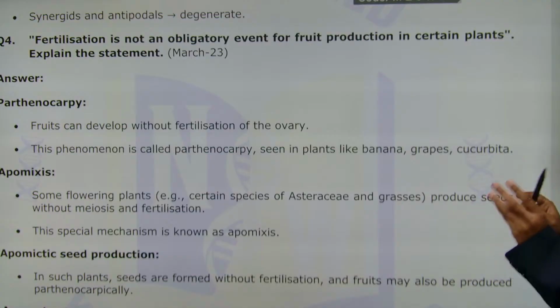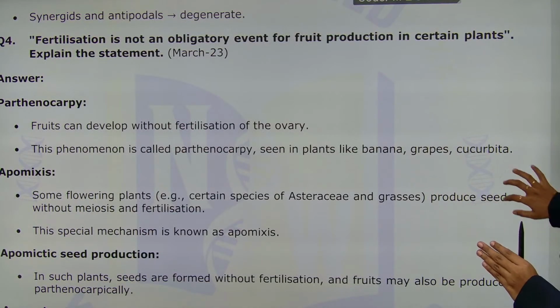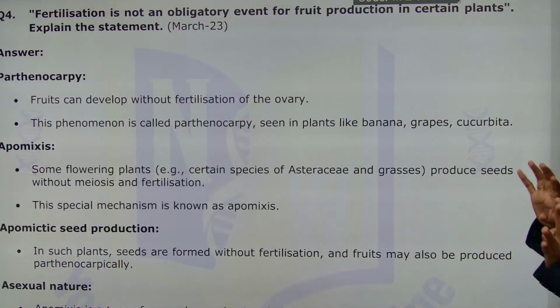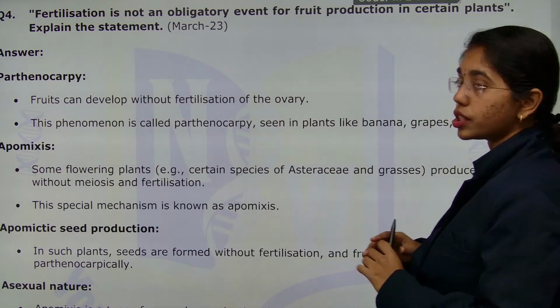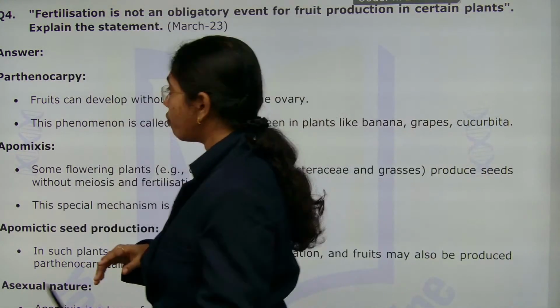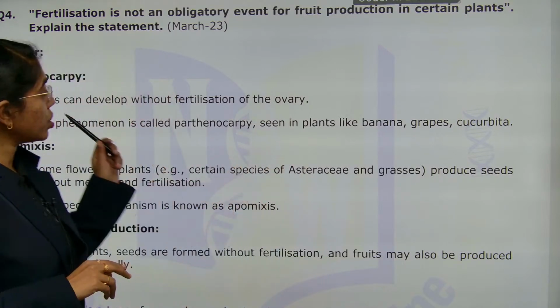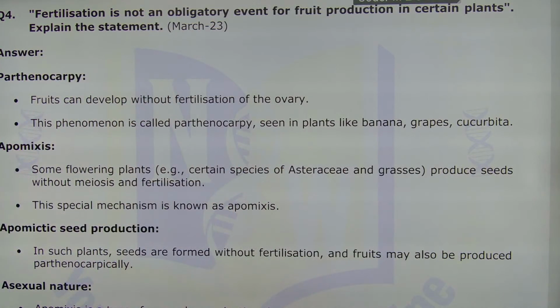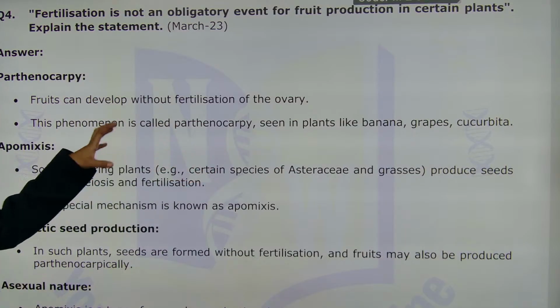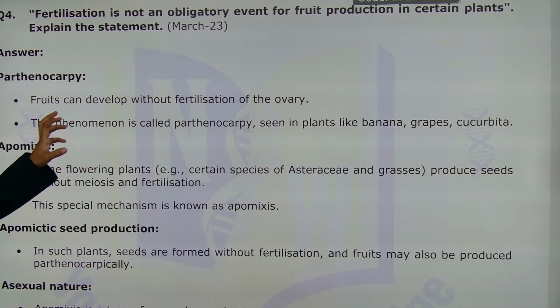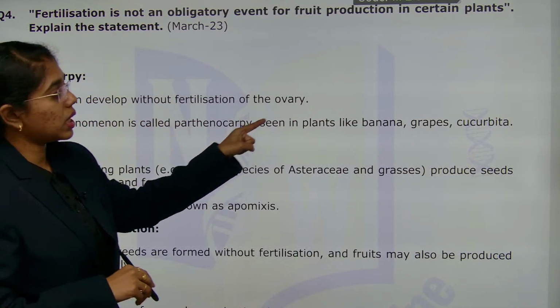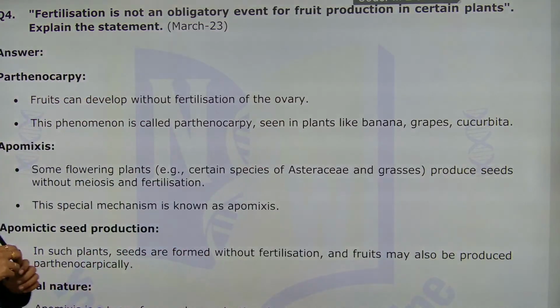Fertilization is not an obligatory event for fruit production in certain plants. True? Yes or no? Yes, fertilization is not obligatory for fruit formation. Fruit formation without fertilization is addressed as what? Parthenocarpy, which is an important segment for your objective exam also. So, fruits which develop without fertilization of the ovary are parthenocarpic fruits. This phenomenon is called parthenocarpy. This is seen in plants like banana, grapes and cucurbita.